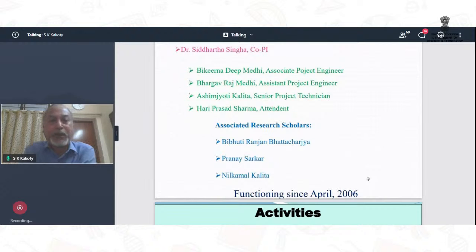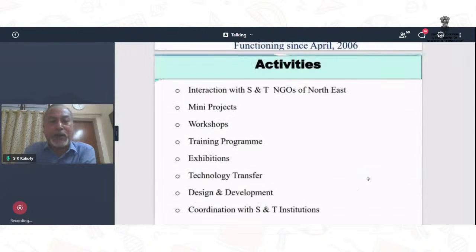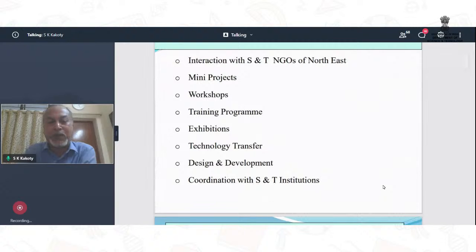Next slide. We normally interact with S&T groups and work on some mini projects. We also hold workshops and conduct training programs. We participate in exhibitions, and we are very much involved in technology transfer in a different way than the present practice. Design and development is part of our work, and coordinating with S&T institutions is also done. Next.